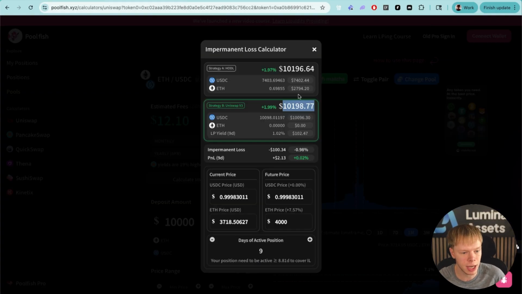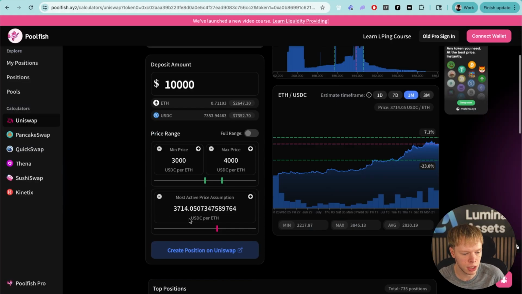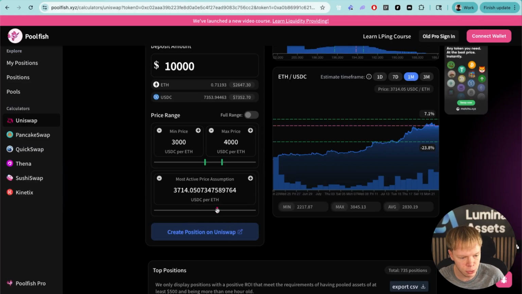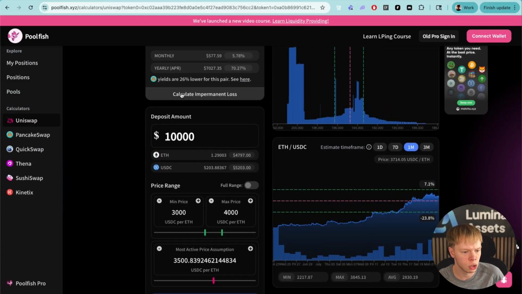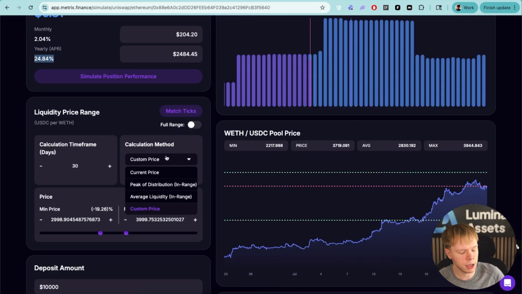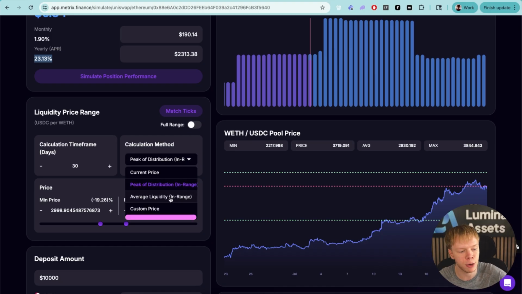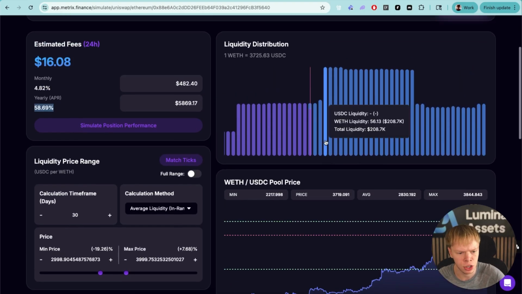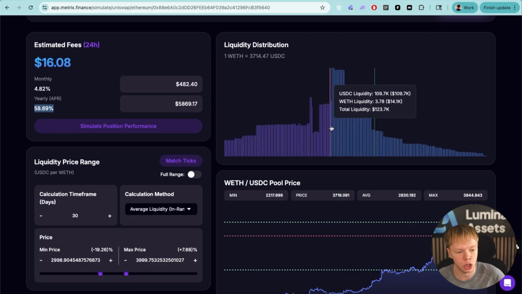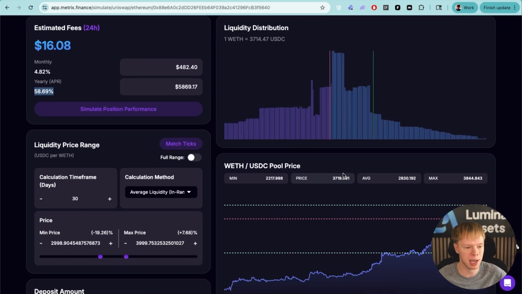Now, PoolFish has a similar feature where you can adjust the most active price assumption right here, but that will adjust your deposit amount, which will mess with your overall range, along with when you're calculating impermanent loss, your numbers in there. Metrix Finance also allows you to go beyond just selecting a custom price and use the peak of liquidity distribution in your range, and also use the average liquidity per tick in range, so you can average out each individual tick to truly get an accurate assumption of what type of APR you might earn.